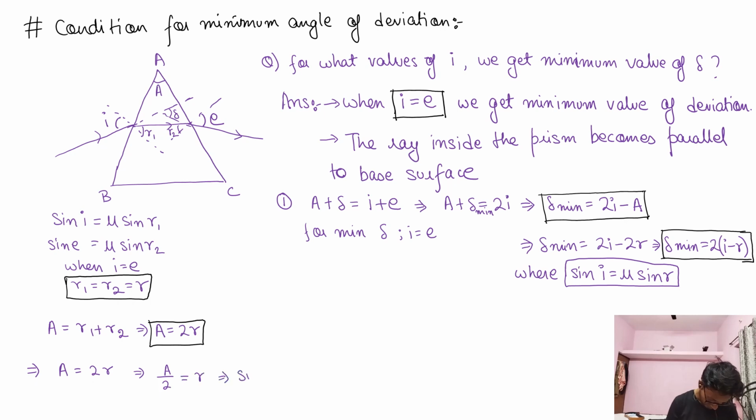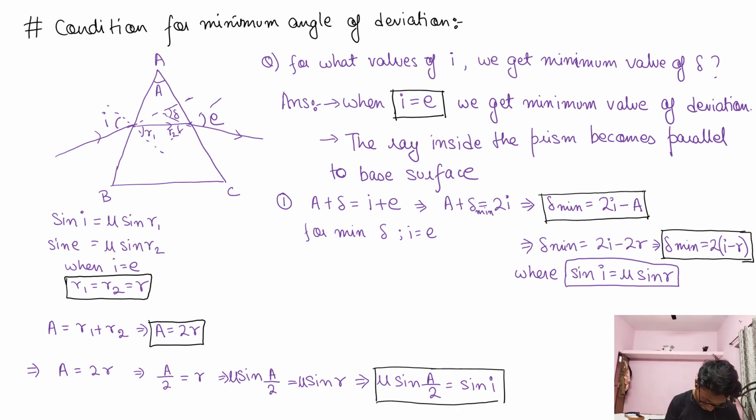Can I say sine A by 2 is equal to sine R? Okay, can I multiply by mu on both sides? If I multiply by mu, mu into sine R is nothing but sine I. So out here, can I say mu sine A by 2 is equal to sine I? This is also one of the relations for minimum angle of deviation.